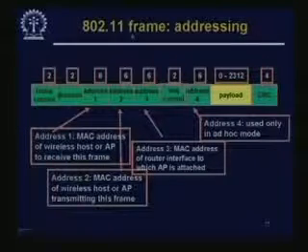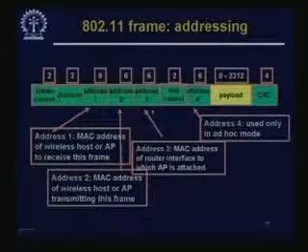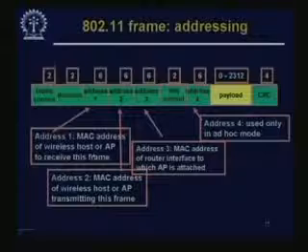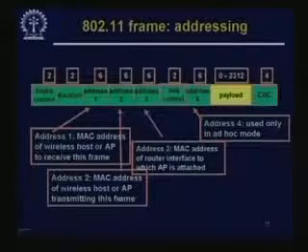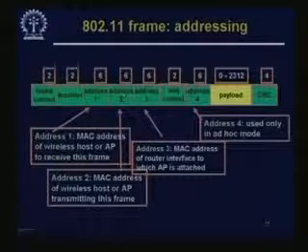So, just a little bit about the 802.11 frame addressing. If you remember, in Ethernet we had two addresses, the source address and the destination address. Here, very surprisingly, we have 4 addresses, and let me show you why. Address 1 is the MAC address of the wireless host or AP to receive this frame. So, this is the immediate wireless destination, wherever you want to land up on this wireless link. Address 2 is the MAC address of the wireless host or AP transmitting this frame. So, this is the source address, so to say.